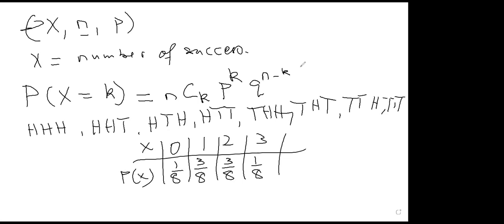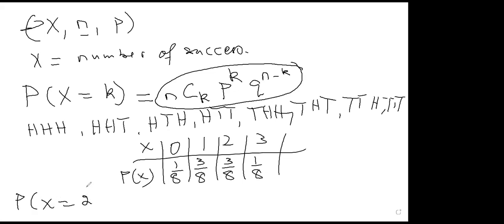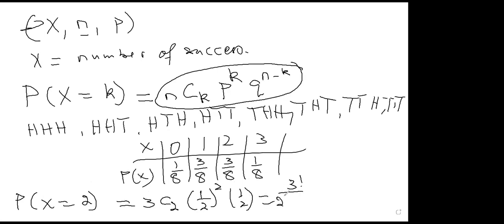So we can use this formula, for example, to find the probability that x equals 2. It will be 3 combination 2 times the probability of success, half, squared, and then 1 over 2. 3 combination 2 is 3 factorial over 2 factorial times 1 factorial, and then 1 over 4 times 1 over 2, which is 3 over 8.